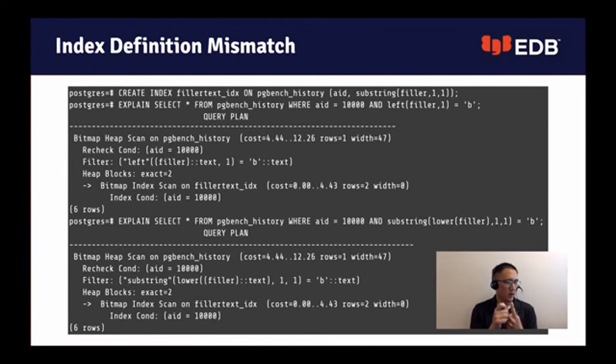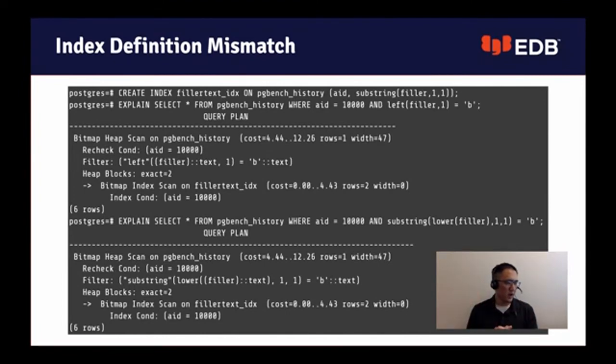Now we've had situations where customers write queries like here, for example, where I use the aid and then I use the leftmost character of the filler column. And when you do that, you actually end up with a bitmap heap scan. That's not a full index scan. It used the index and tried to grab all the IDs where it's 10,000, and then it rescanned it and filtered based on that function, the left of filler.